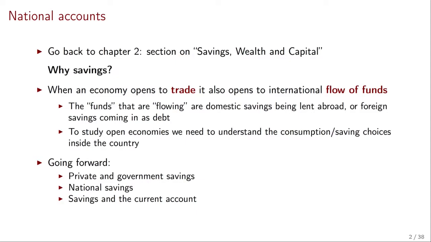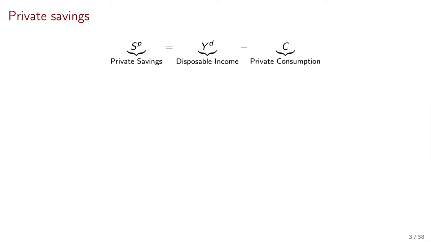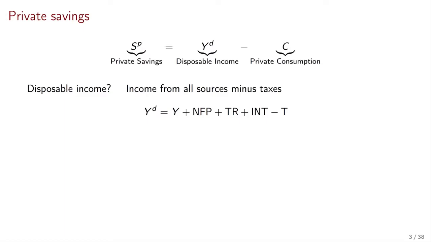Okay, so first things first, let's talk about private savings. And these are nothing but whatever is left of the disposable income of consumers after they have consumed. Okay, so that's the simple definition of private savings. But what constitutes disposable income for consumers? Well, it's all the income that consumers have from all different sources. The disposable part just means that it is net of taxes.